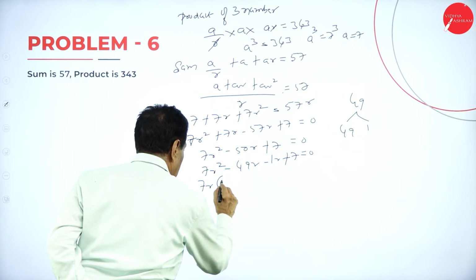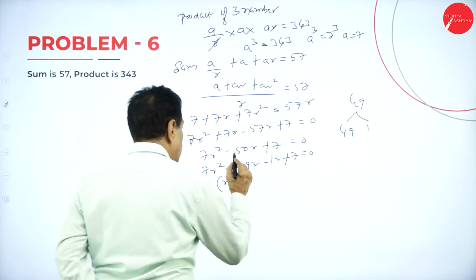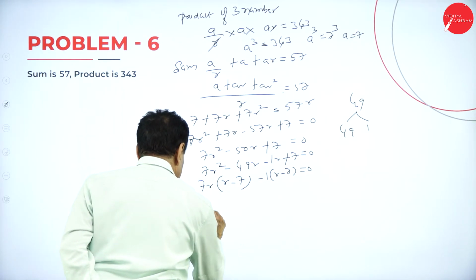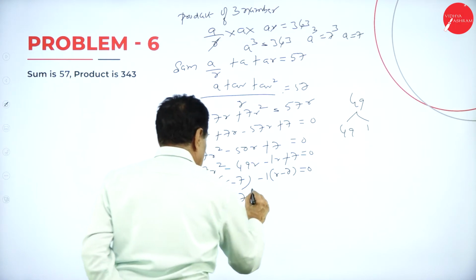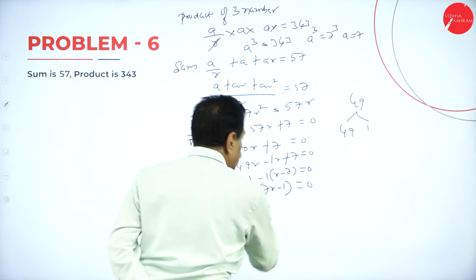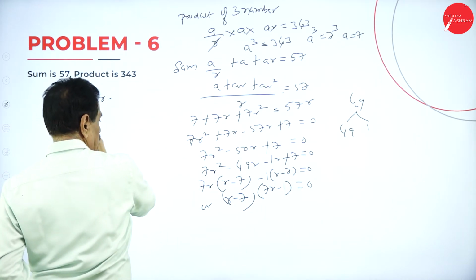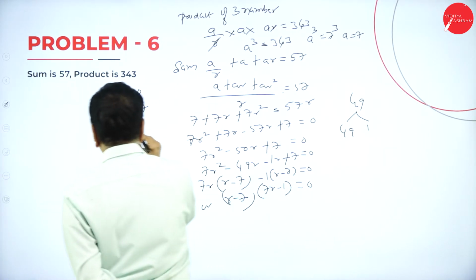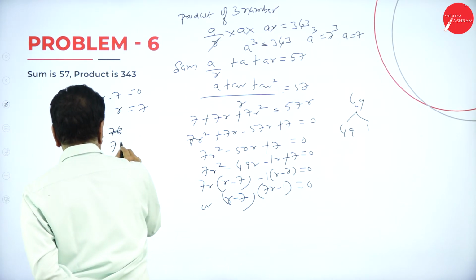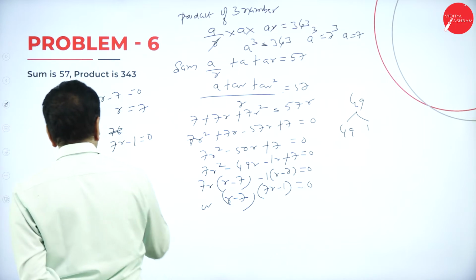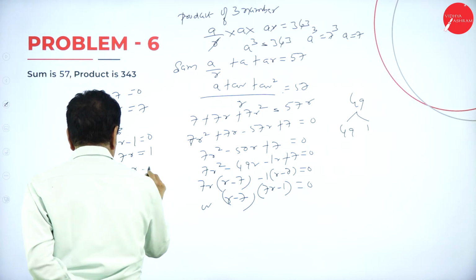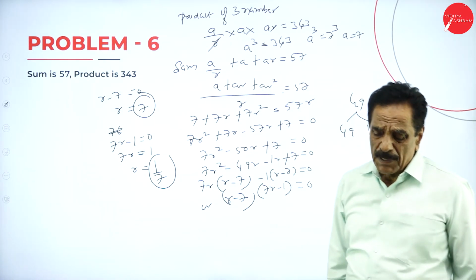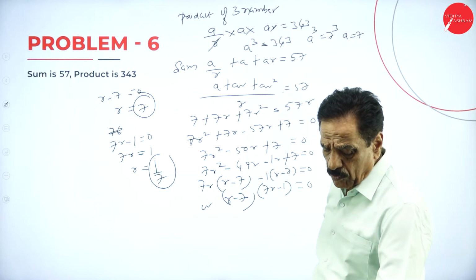7R common, R minus 7. Minus 1 common, R minus 7 is equal to 0. R minus 7, 7R minus 1 is equal to 0. R minus 7 is 0, R is 7. Second one: 7R minus 1 is equal to 0, 7R is equal to 1, R is equal to 1 by 7. So all the problems will be the same type. Little bit slow you have to go.